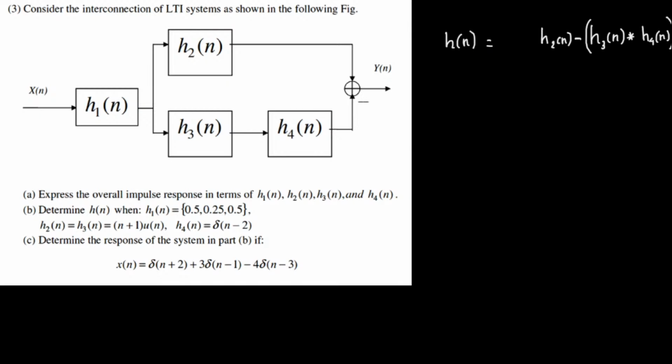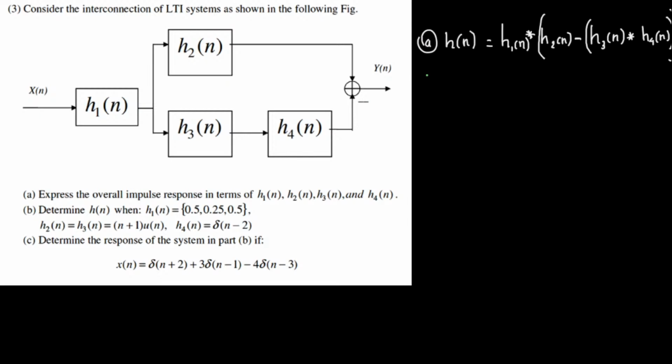Now all of these three are taken care of, and they are in series with h1 of n, so we have to convolve the whole thing with h1 of n, and that is the expression for h of n. H of n is h1 of n convolved with the whole thing: h2 minus h3 convolved with h4, because these are in parallel. Okay, so that's the A part of this.